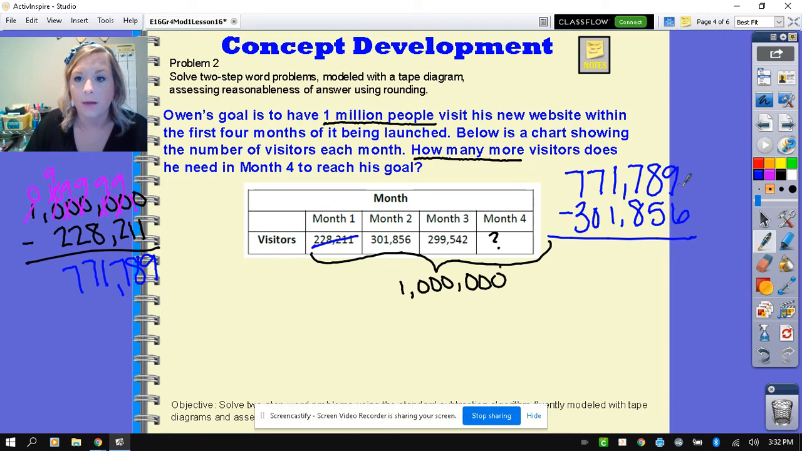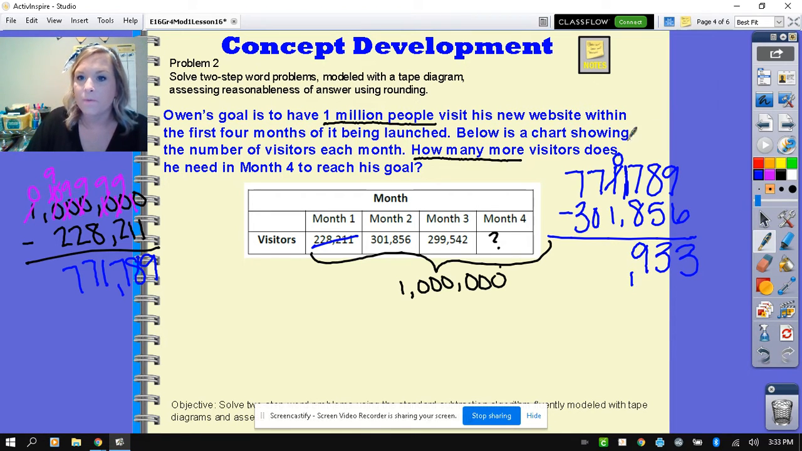My big number is on top, so I won't stop. 9 minus 6 is 3. 8 minus 5 is 3. 7 minus 8 is really tempting, but we have to go next door and get 10 more. So this 1 becomes a 0. This 7 becomes a 17. 17 minus 8 is 9.